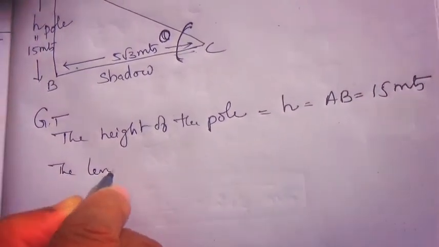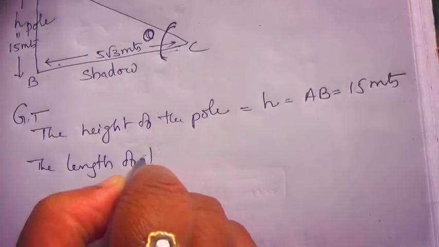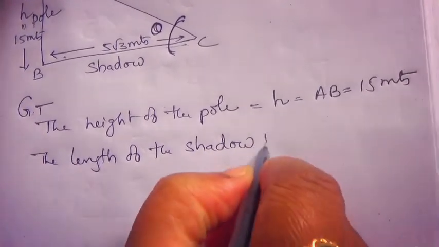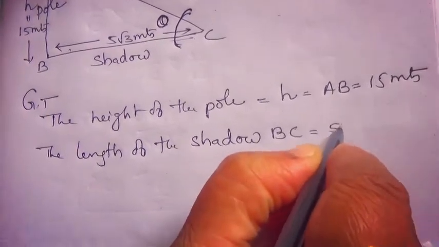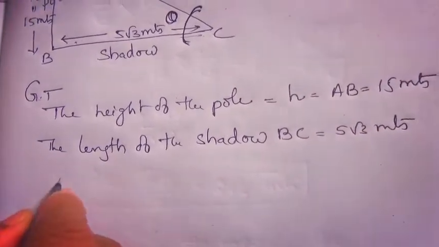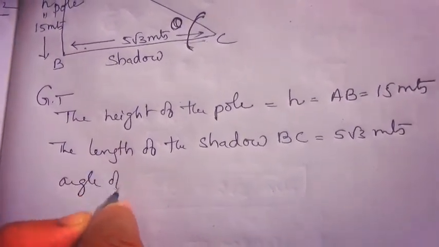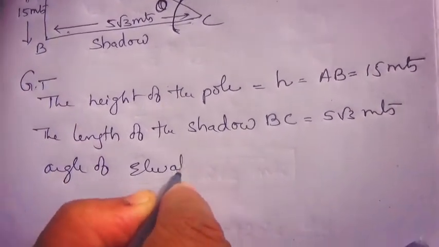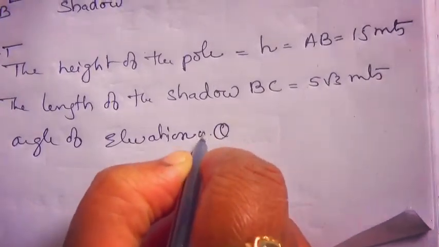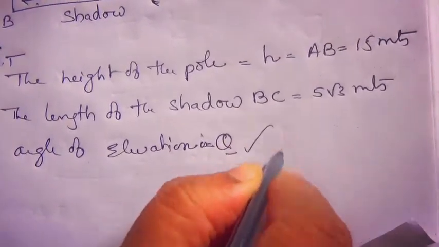The length of the shadow BC is equal to 5 root 3 meters. So the angle of elevation is theta. So this we have to find out.